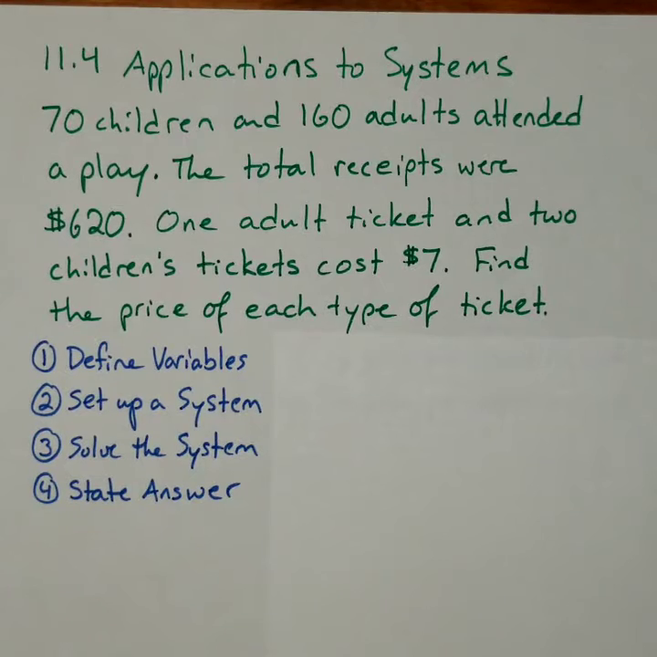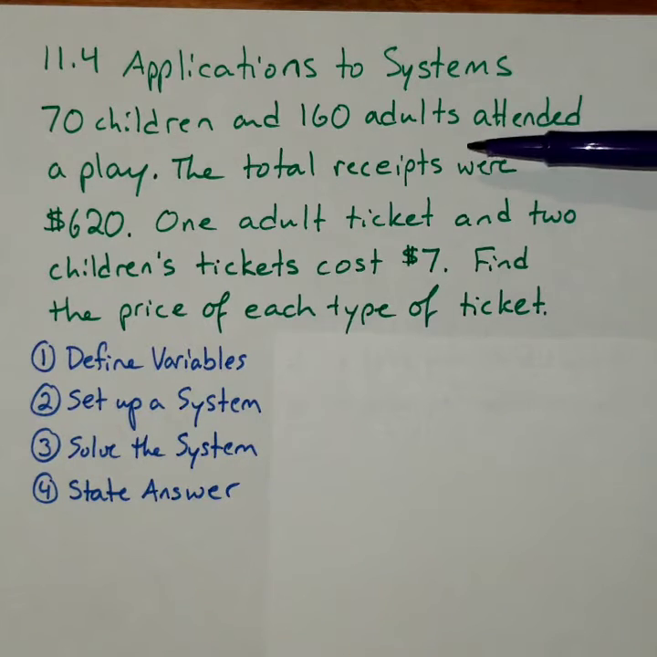For this next example, we're going to do a financial application. This one says 70 children and 160 adults attended a play. The total receipts were $620. Now the receipts represents the amount of money that the theater brought in. That's how much money they made off of the play, off of the sale of the tickets. It says one adult ticket and two children's tickets cost $7. Find the price of each type of ticket.